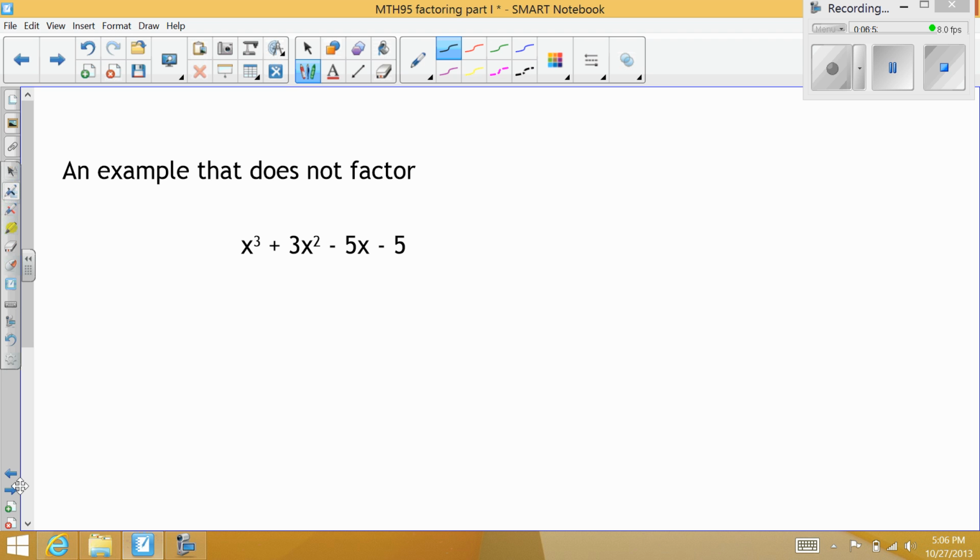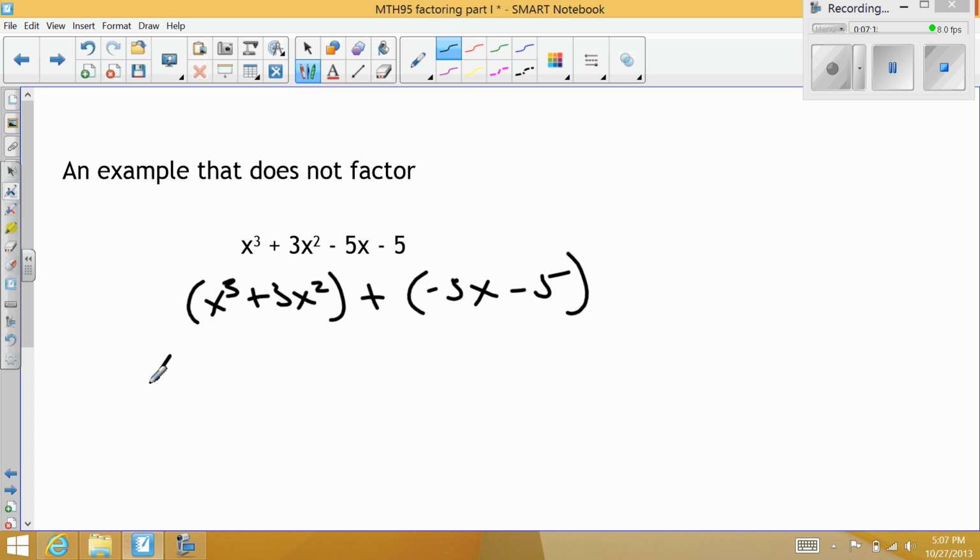And an example of one that does not factor, by the way, if you just make up a polynomial off the top of your head, odds are it will not factor. Most of them don't. So taking the first pair here, we have an x cubed plus 3x squared, and the second pair plus a negative 5x subtract 5. So we have an x squared common in the first pair. That would leave behind an x plus 3, as x squared times x is x cubed, and x squared times 3 is 3x squared. Plus, and then we have a negative 5 common to both of these terms, leaving behind a positive x plus 1.